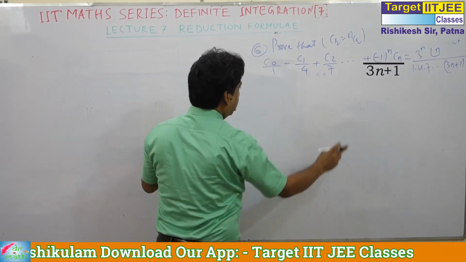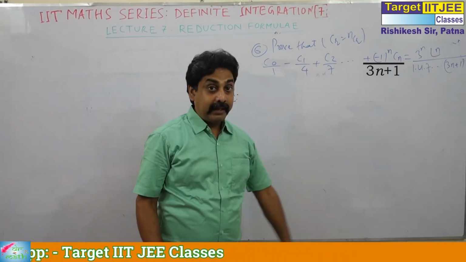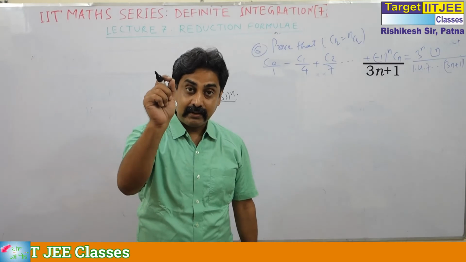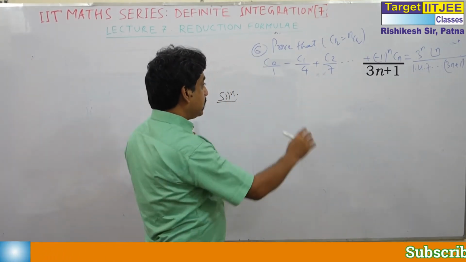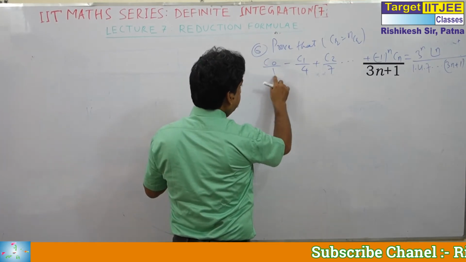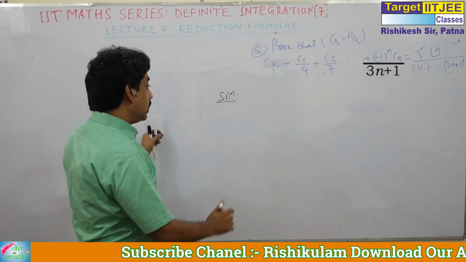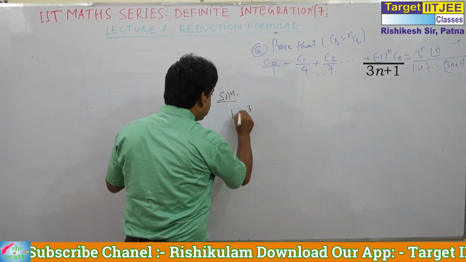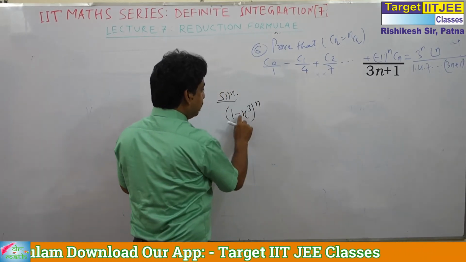Actually, alternate plus minus in AP with common difference 3 is very important. Since it is alternate plus minus and 1, 4, 7 are in AP with common difference 3, we will start with (1 minus x cube) to the power n. If the common difference is 4, we will start with x to the power 4.